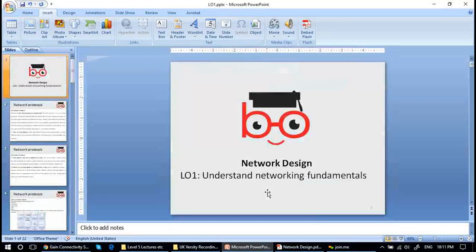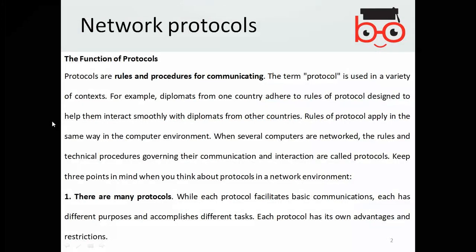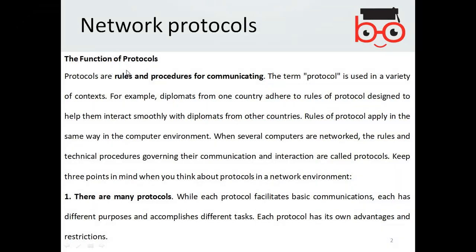Now let's start with simple definitions. Network design, learning outcome one, understand networking fundamentals. So let's see what network protocols are and the function of protocols. For example, protocols are rules and procedures for communicating. So when you say protocol, it means rule. The term protocol is used in a variety of contexts.